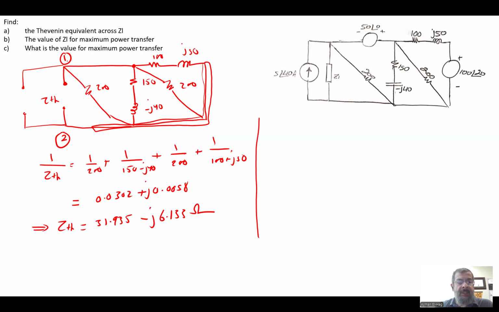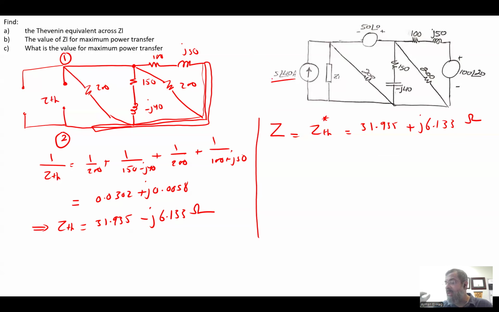Then what is the value of ZL for maximum power transfer? Z_L for maximum power transfer is equal to Z Thevenin conjugate, which is equal to 31.935 plus j6.133 ohms. What is the value of the maximum power transfer?